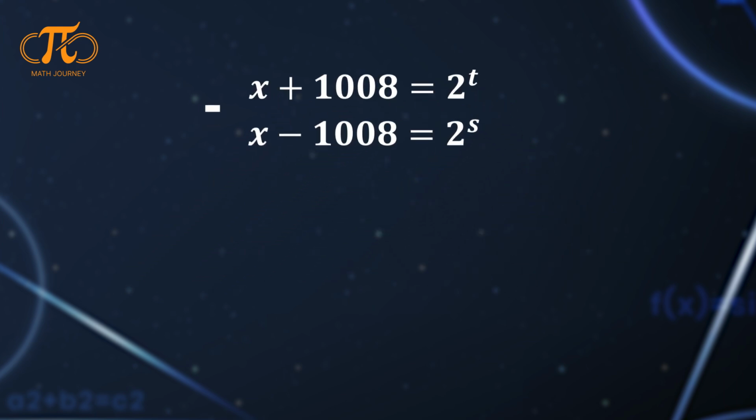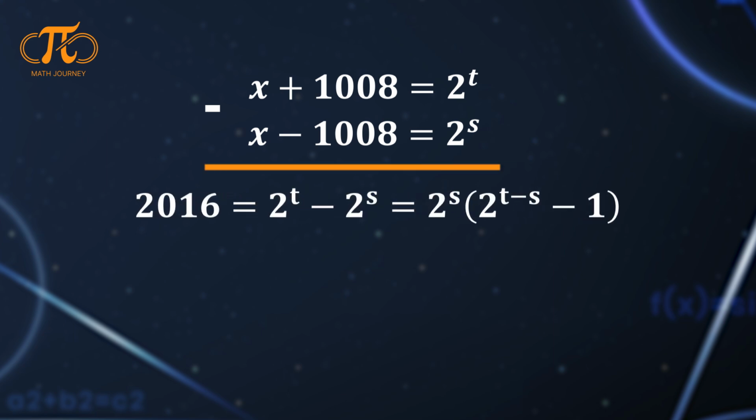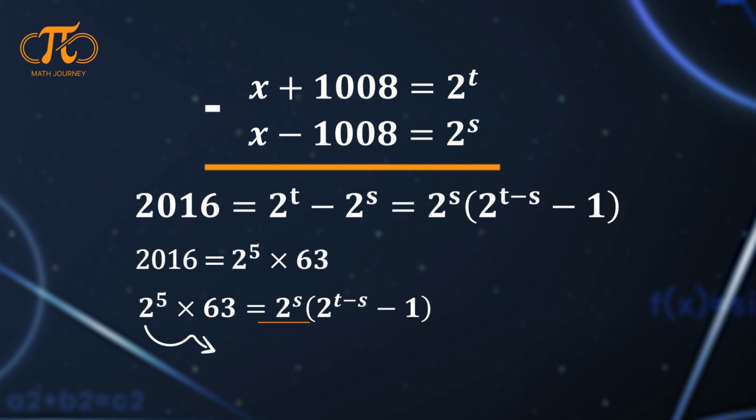Let's subtract these two equations to eliminate x. This gives us x plus 1,008 minus x minus 1,008 equals 2,016. We get 2016 equals 2 to the power of t minus 2 to the power of s. If you factor 2016, you get 2 to the power of 5, multiplied by 63. This means 2 to the power of s is equal to 2 to the power of 5. And 2 to the power of t is equal to 2 to the power of 6, times 63.